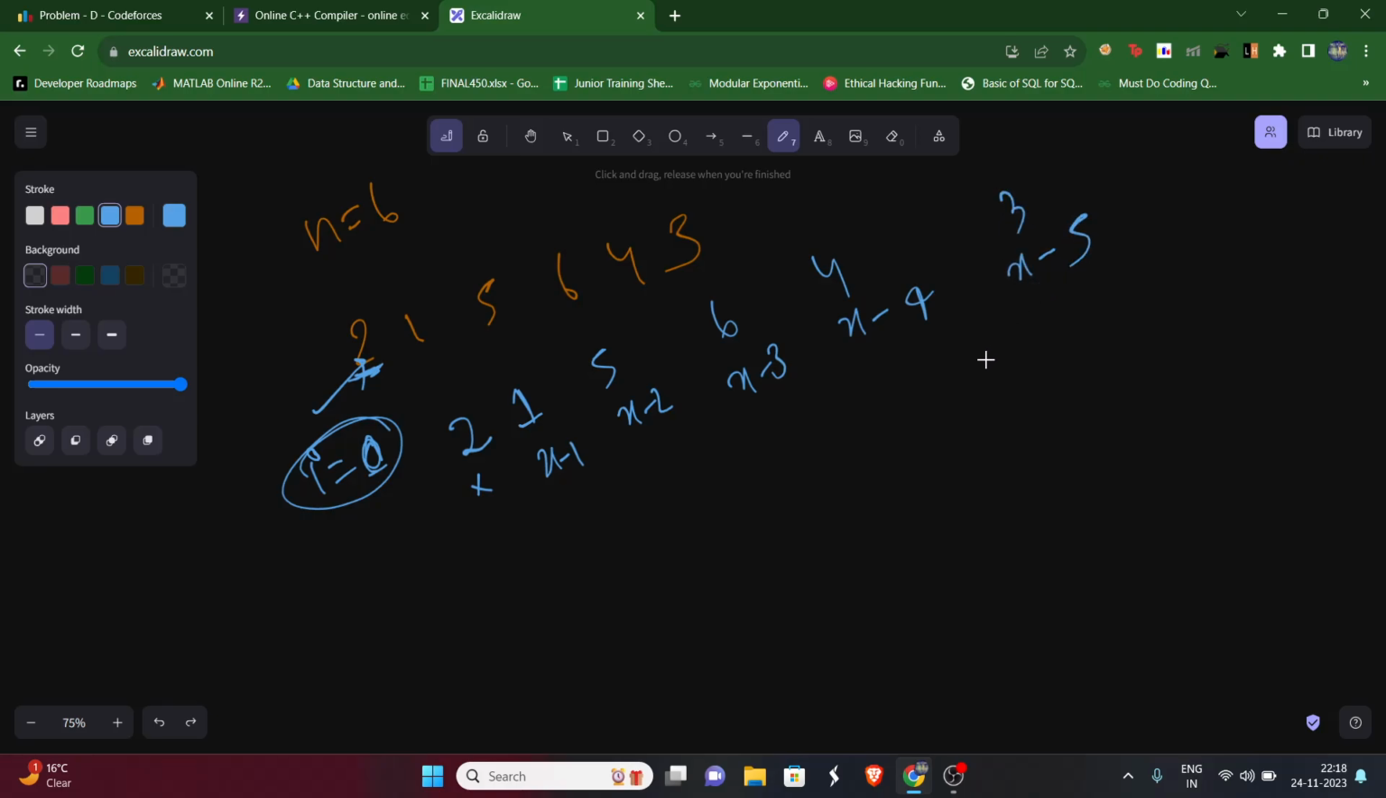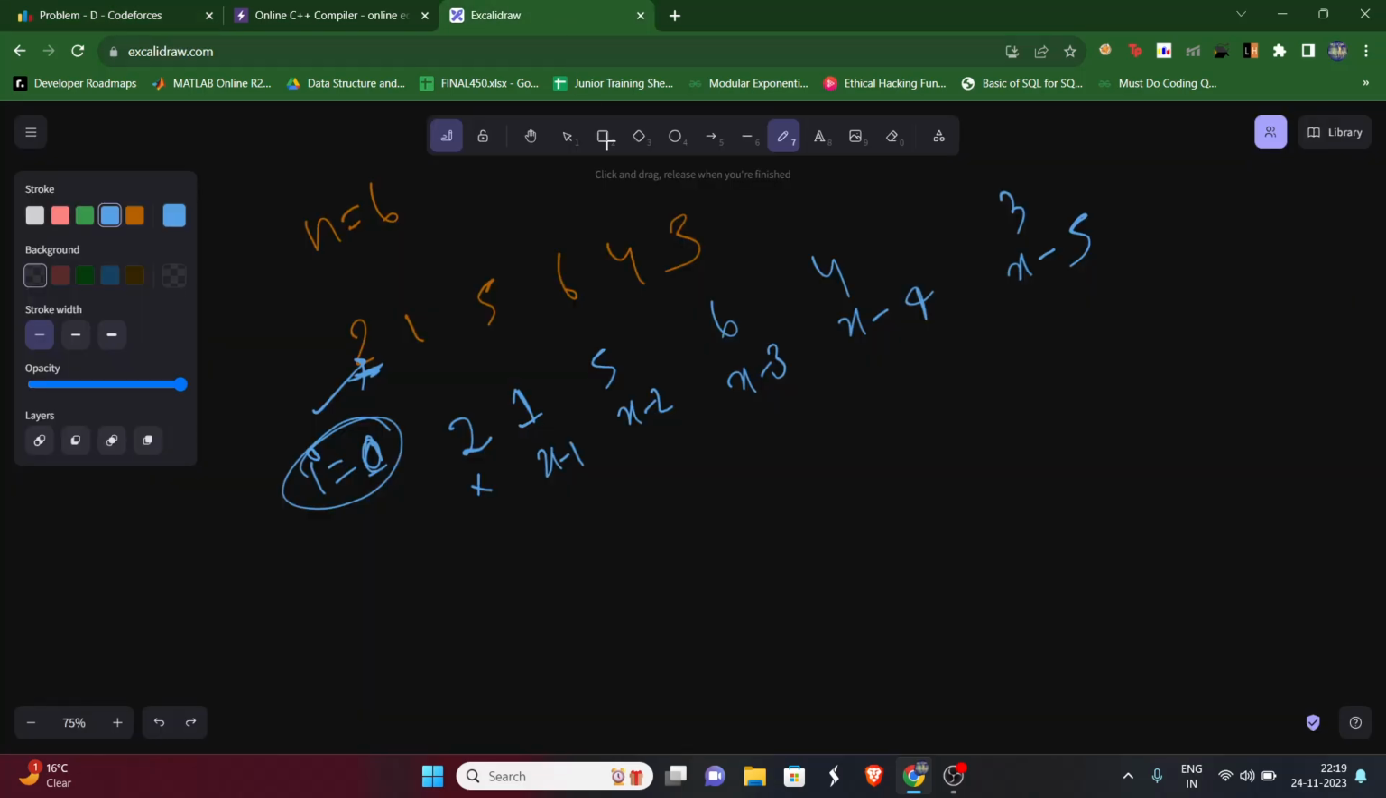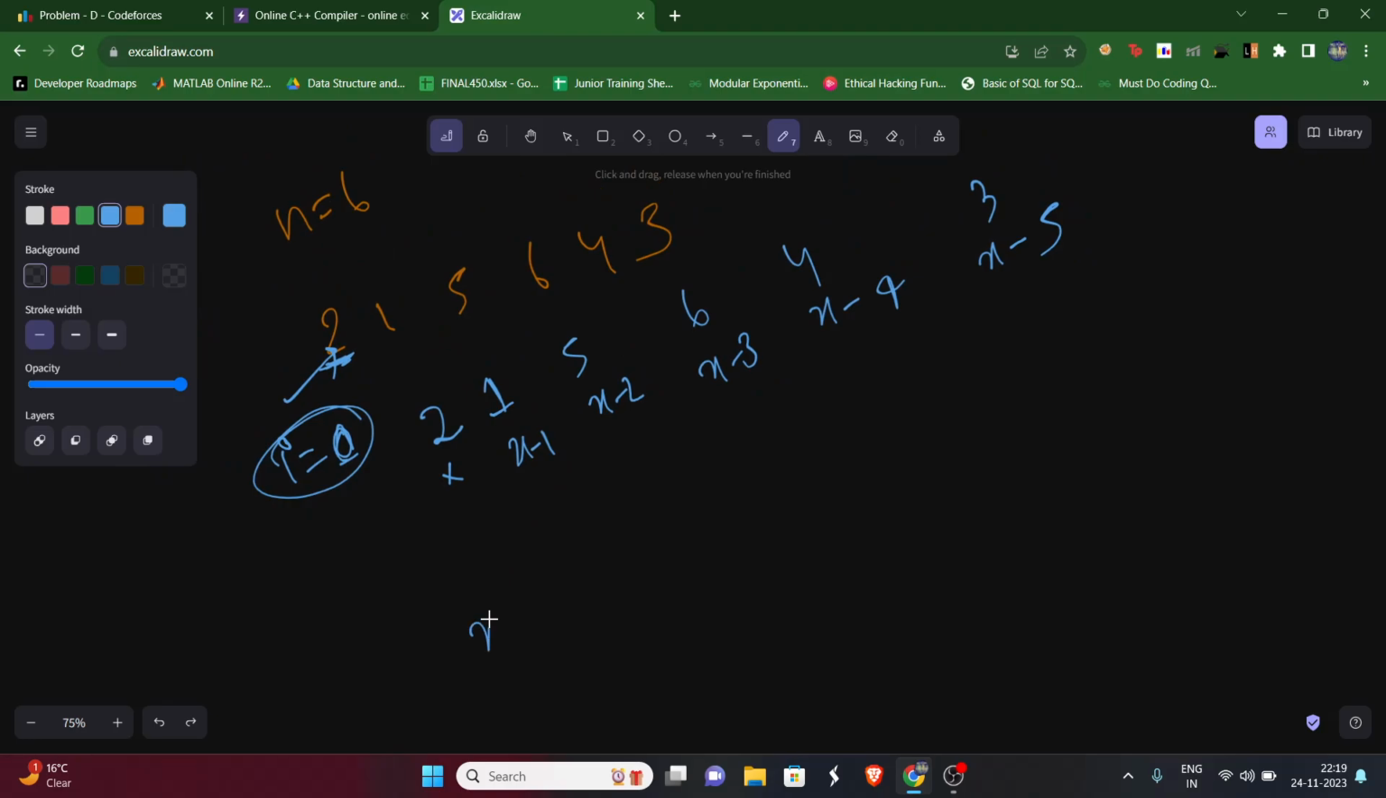Now we know that from the question it is mentioned that the monster will only be killed if we hit it with some power x greater than or equal to its health point. Here you will see that's what is written: a monster will only be killed if we hit it with some power p greater than or equal to its health point.